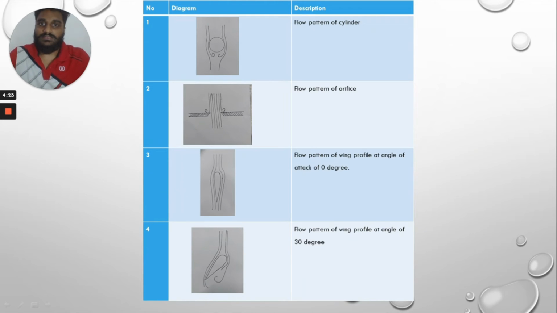Next, these are the flow patterns of the cylinder, flow pattern of orifice, flow pattern of wing profile at the angle of 0 degrees, and the flow pattern of a wing profile at the angle of 30 degrees. We obtained these flow patterns during the experiment. As we can see, there are turbulence and eddy current.